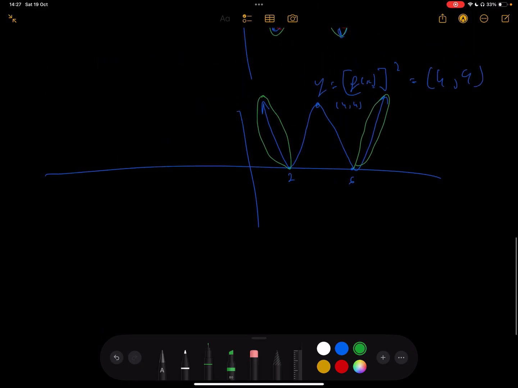Alright, let's try another example. So say we have this function here. So we have a graph y is equal to f of x. So what can we do? Let's do this question here.